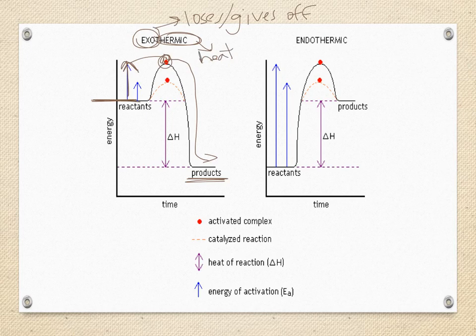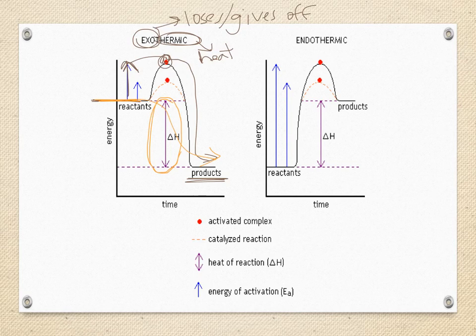Again, sorry about that handwriting. So exo means loses or gives off. Thermic means heat, so this loses heat. Notice how the reactants are higher up than the products. They go down before they get to the products. My delta H, which is the difference between the reactants and the products, is just how much it loses or gains over the course of the reaction.